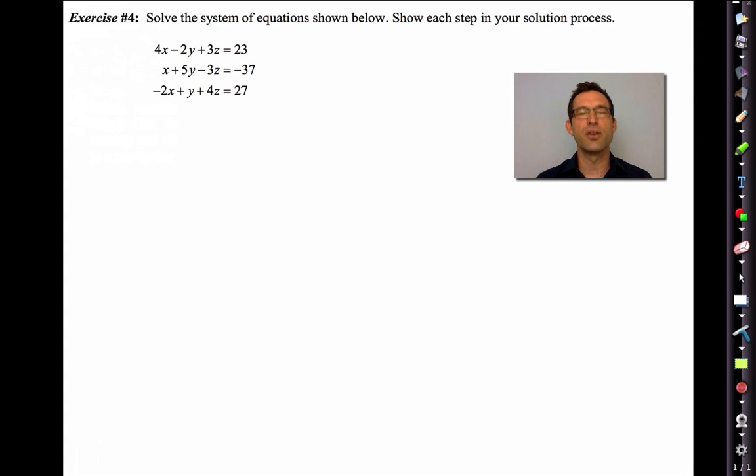So here's what I'd like you to do. Pause the video, and think about what variable is going to be easiest to eliminate. Then eliminate that variable and bring it down to a 2x2 system. Once you have it as a 2x2, eliminate another variable to get down to 1 equation with 1 unknown, and then try to back substitute after you solve it. Pause the video and take maybe up to 10 minutes to solve this problem, okay?